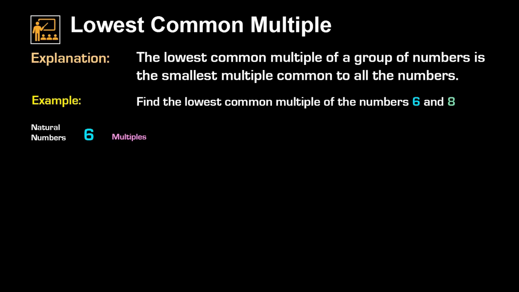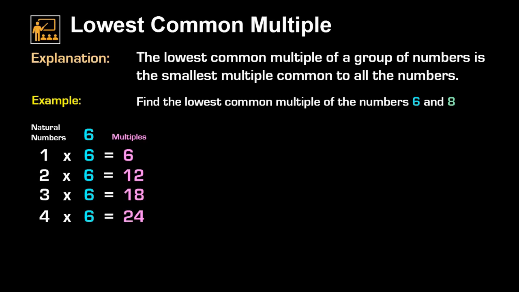We find the multiples of 6, which is 1 multiplied by 6 is 6, 2 multiplied by 6 is 12, 3 multiplied by 6 is 18, 4 multiplied by 6 is 24, and 5 multiplied by 6 is 30. So the multiples of 6 will then be 6, 12, 18, 24, and 30.